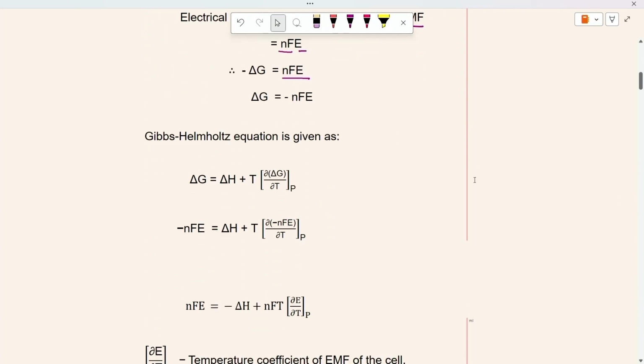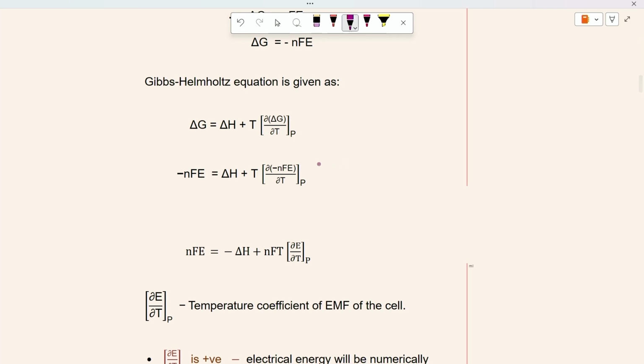Okay. Now, just recall the Gibbs-Helmholtz equation, which you have seen in thermodynamics, which goes as delta G is equal to delta H plus T into dou by dou T of delta G at constant pressure. Okay. Actually, we have another expression, delta G is equal to delta H minus T delta S, and this minus T delta S is being substituted by T dou by dou T of delta G at constant pressure.